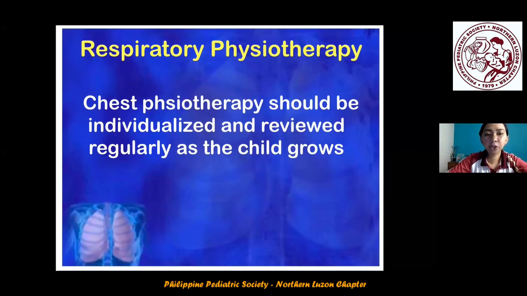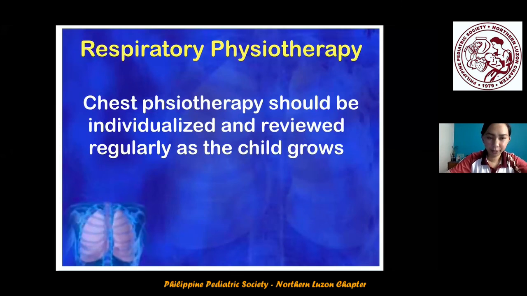Chest physiotherapy or airway clearance techniques should be individualized and reviewed regularly as the child grows. There is actually limited evidence of the role of chest physiotherapy in cerebral palsy patients, and most are studies from patients with cystic fibrosis. But nonetheless, these are really helpful in clearing the airways, so we still use it.